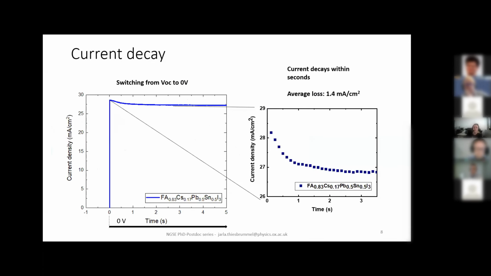And actually, if we look at the current that we're extracting simultaneously, we see the effects of this reduction in extraction efficiency. Because when we switch to JSC, initially we have a high current density, but then over the course of the first 2-3 seconds, we lose quite a bit of current before it eventually stabilizes. And for the lead-tin perovskites, we actually lose on average about 1.4 milliamps per centimeter square. So that is actually quite a significant loss.